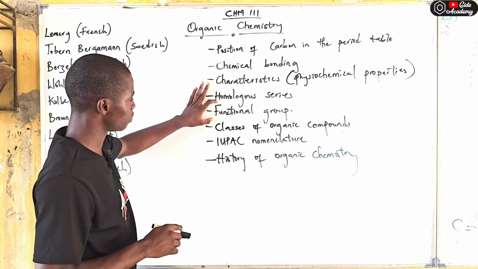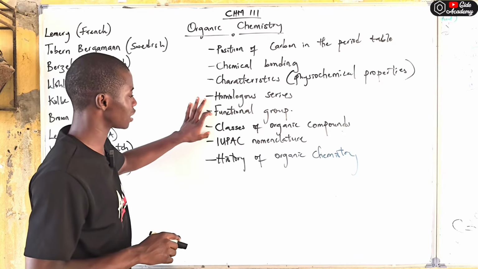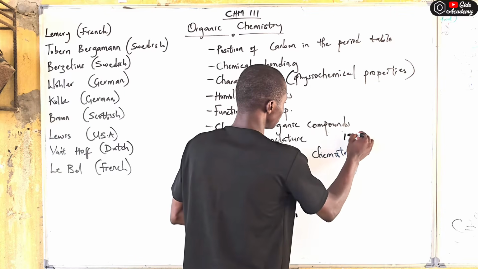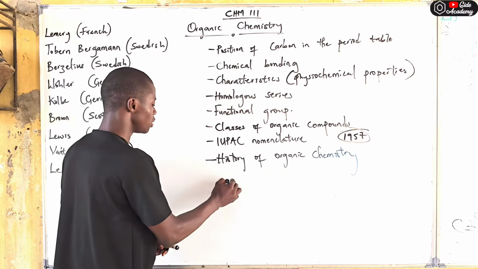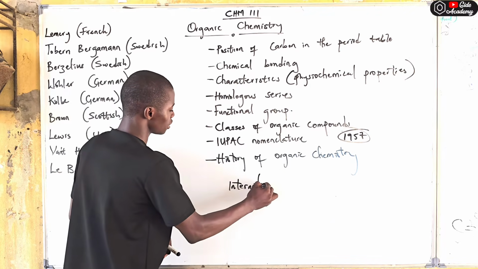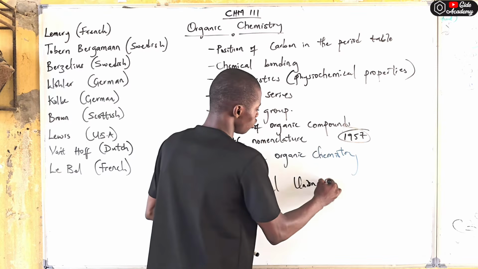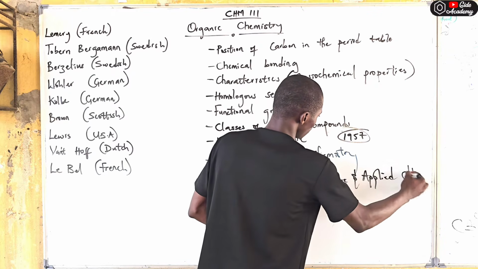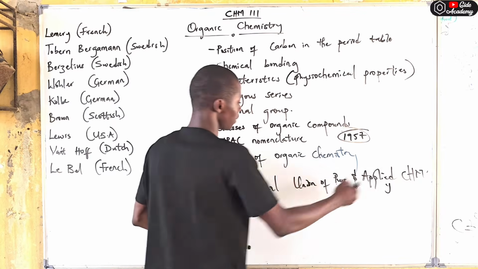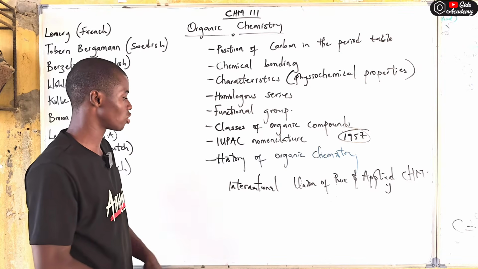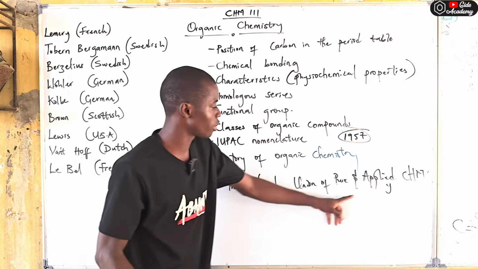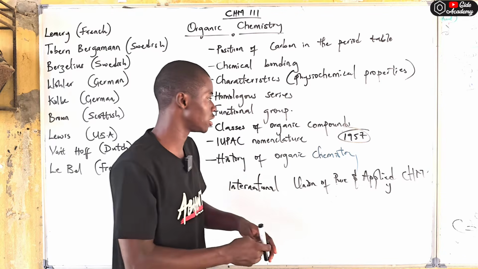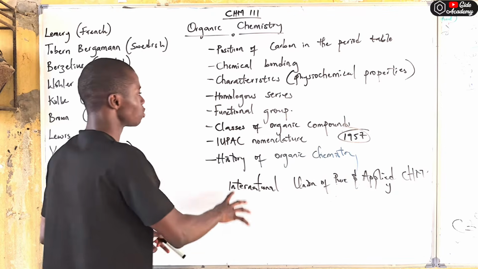We'll talk about functional groups in organic chemistry, classification of organic compounds, and IUPAC nomenclature, which was adopted in the year 1957. Please take note. IUPAC simply means International Union of Pure and Applied Chemistry. Please, it's not apply, it is applied chemistry. This is actually another examination question. It was the full meaning of IUPAC, International Union of Pure and Applied Chemistry, and this systematic naming of organic compounds was adopted in the year 1957. So these are some of the things we'll be dealing with.